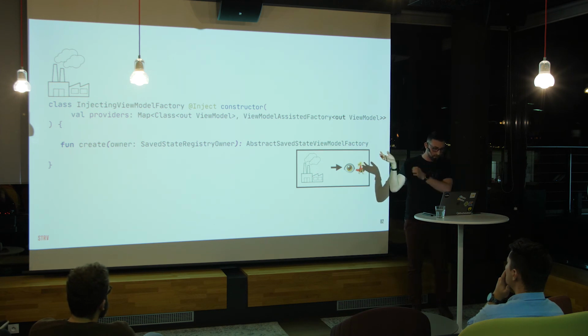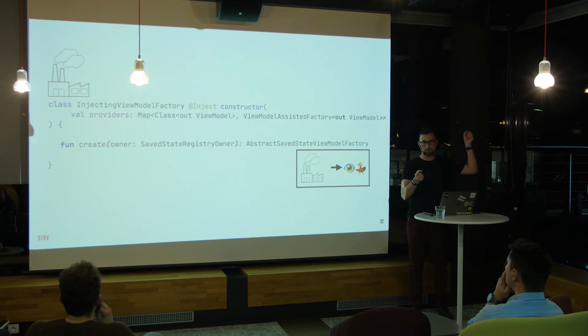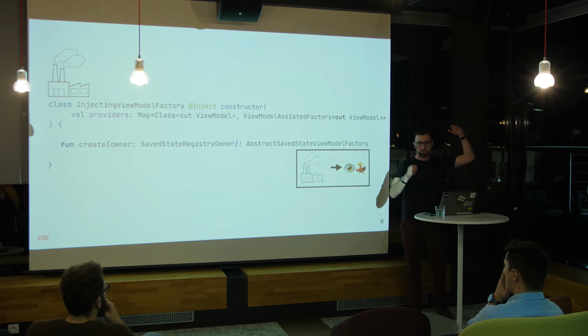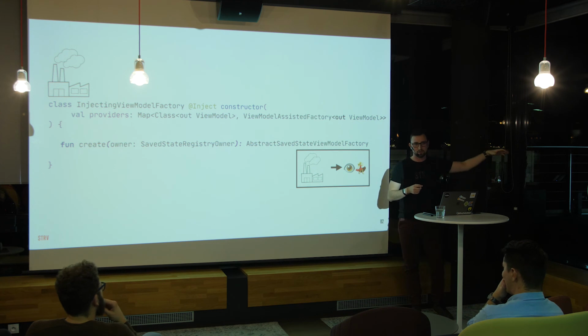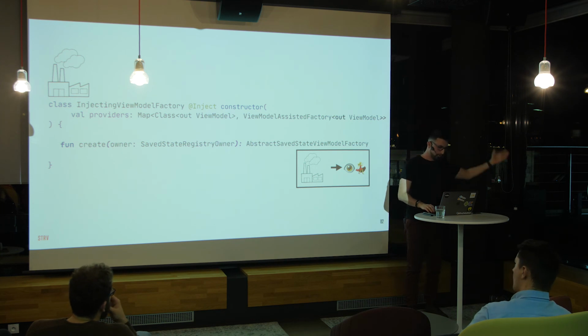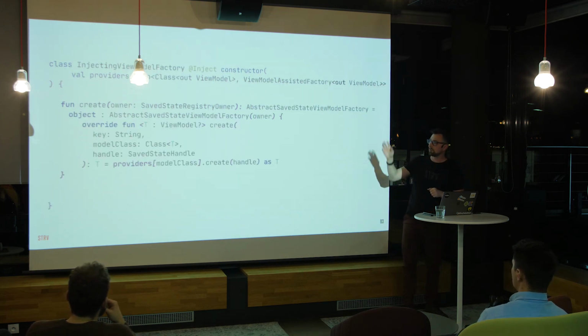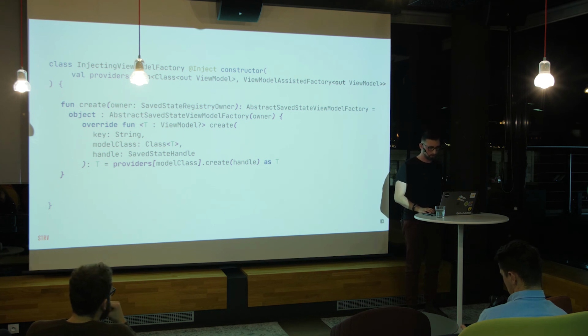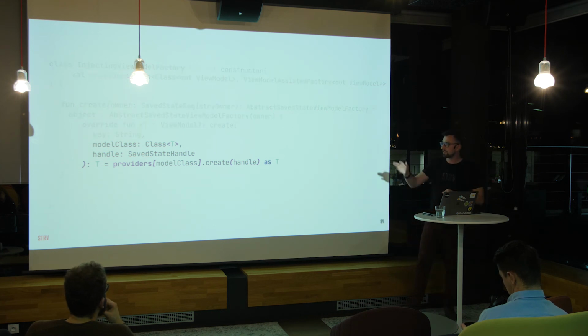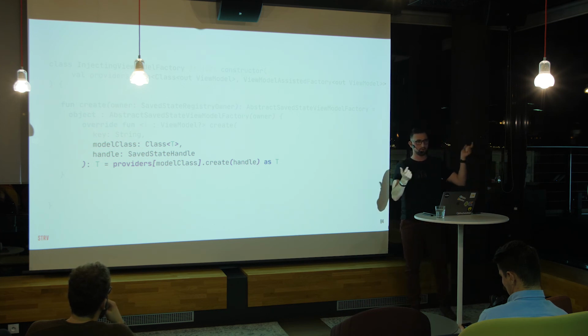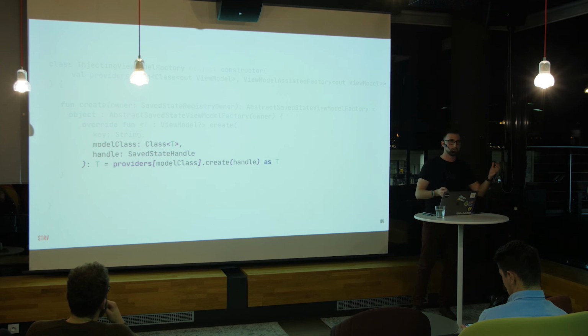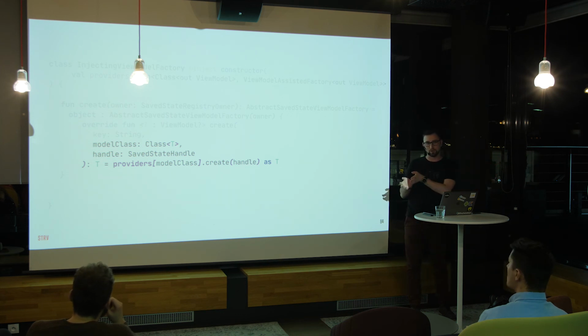the create function has a parameter owner, which, if you remember, was the this from the fragment, so we'll use it in the fragment. And AbstractSavedStateViewModelFactory is actually a common parent to all the saved state factories AndroidX provides for the saved state module. We implement that, and it will give us some parameters we can use, something not really important. But then it provides us the model class, which is the class of view model we want to instantiate, and the handle, which is something we want to put into the view model's constructor.